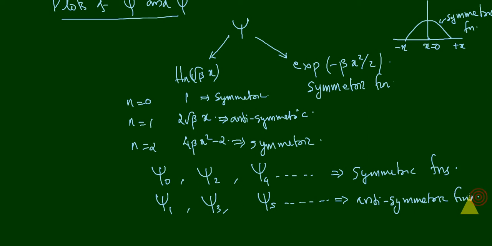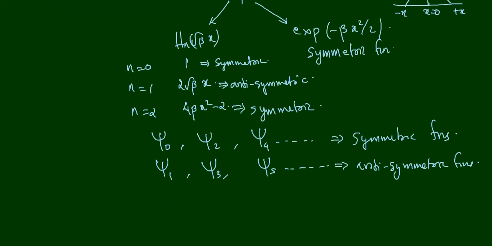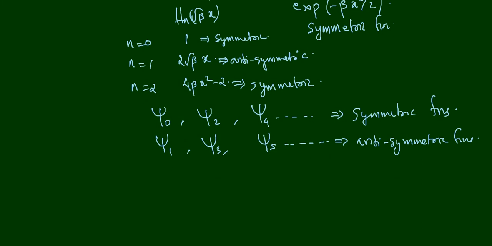Okay. So all these are antisymmetric functions. So when we are plotting these psi, then we have to take care of this one. When we are plotting psi 0, psi 2, psi 4, etc., we will get symmetric plots. And when we are plotting psi 1, psi 3, psi 5, etc., we will get antisymmetric plots. So let us see how the plots will appear. Okay, I will show you how the plot will appear.